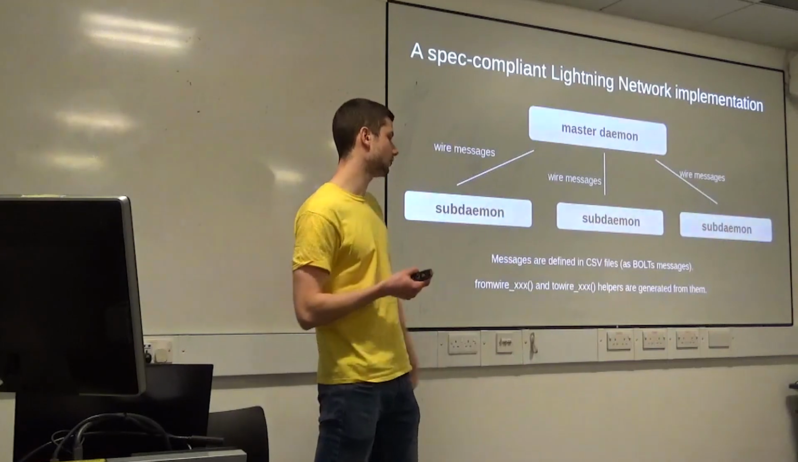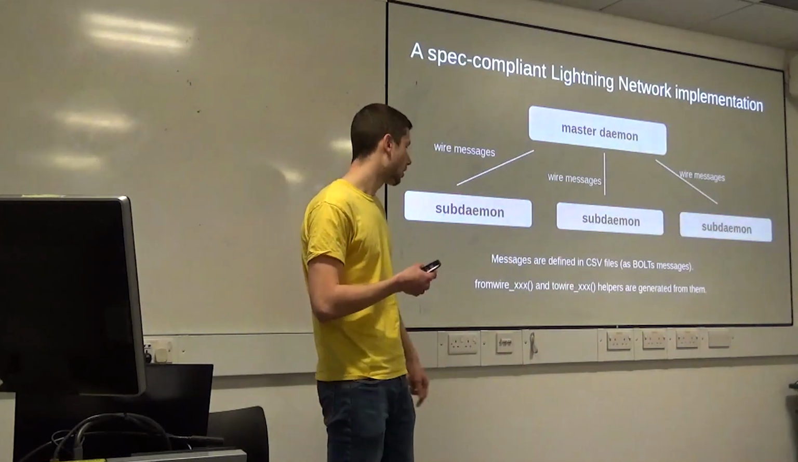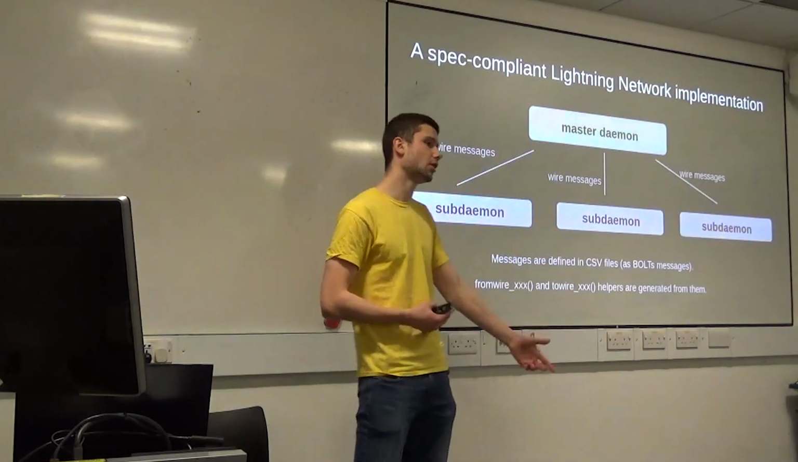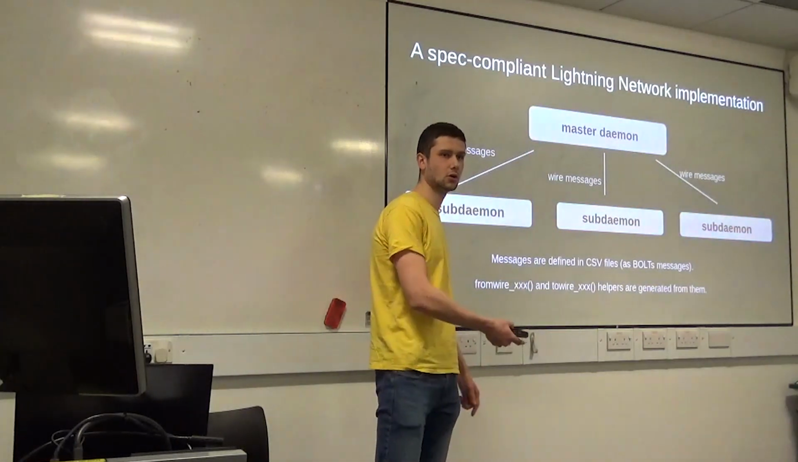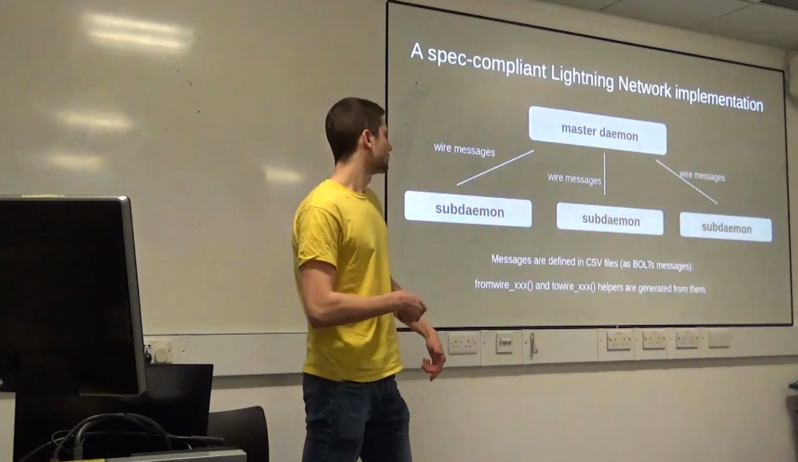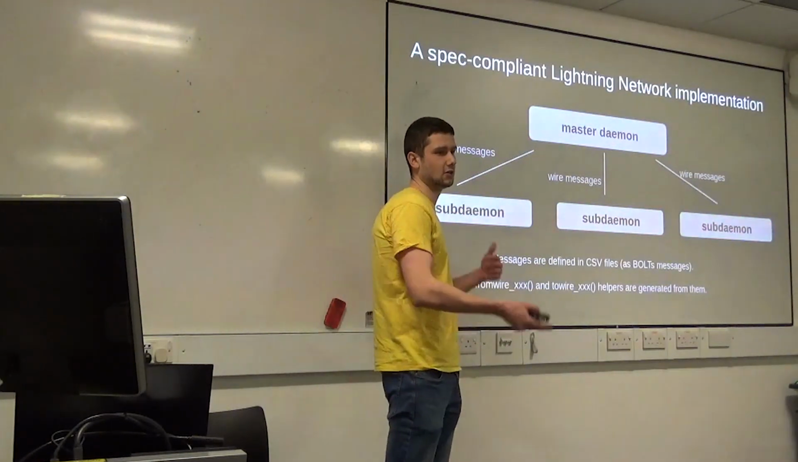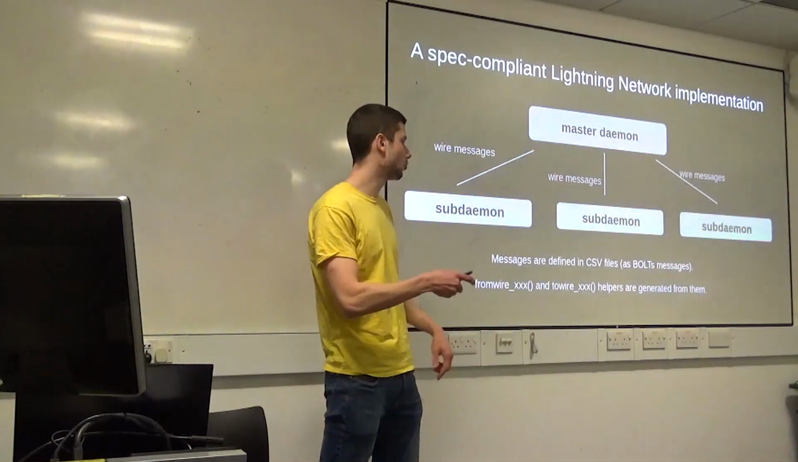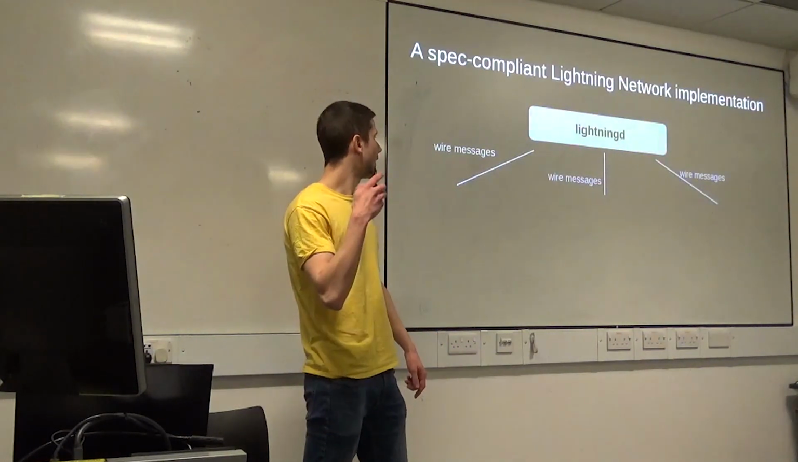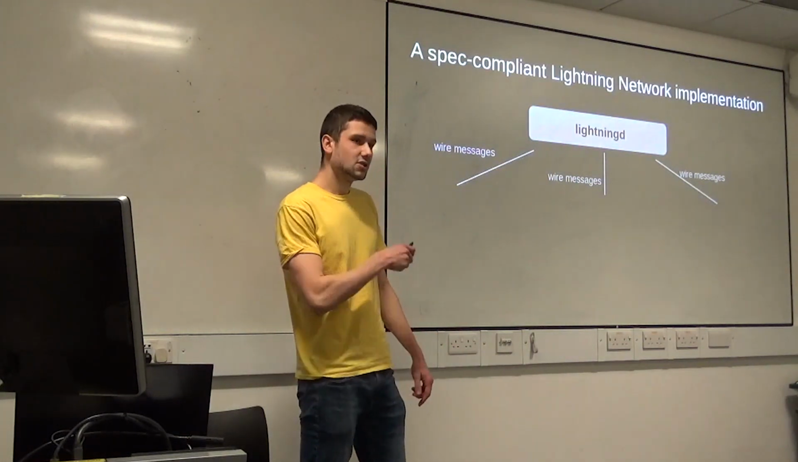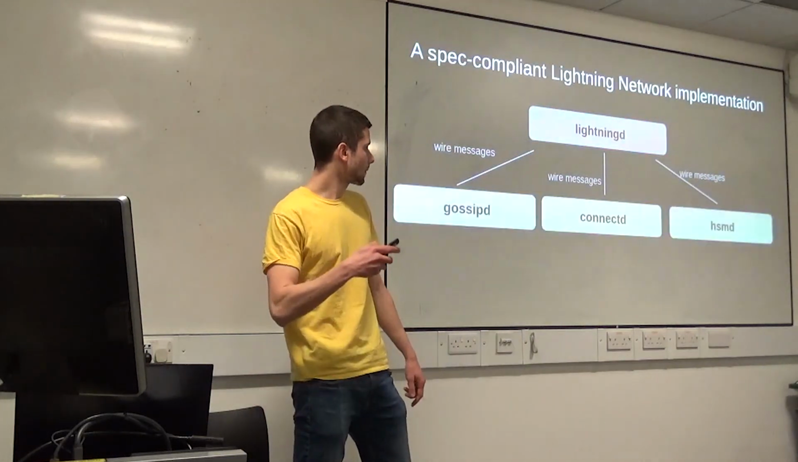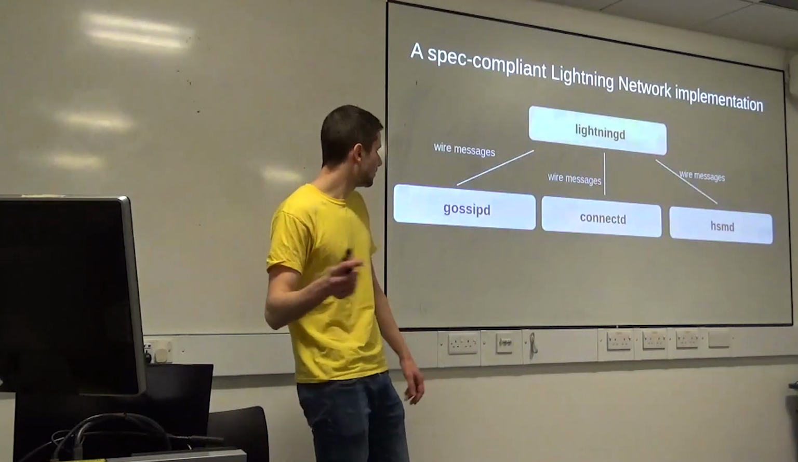From these CSV files we auto-generate from-wire and to-wire helper functions. So to send a message you use the to-wire, and the daemon receiving the message uses the from-wire to get the message. The master daemon is called Lightning D.